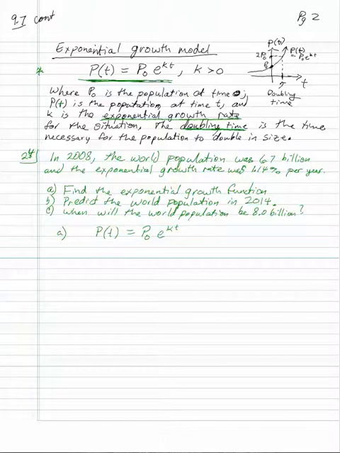So we know that in 2008 the population was, so t equals 0 is 2008. So t equals 1 is 2009, t equals 2 is 2010. Okay, so we're going to say at time 0 our population was 6.7 billion.